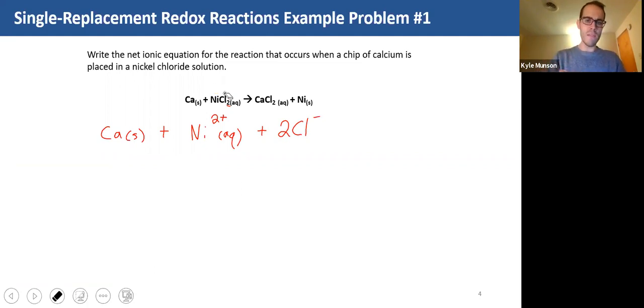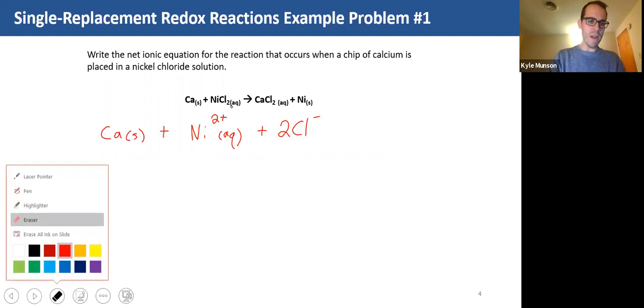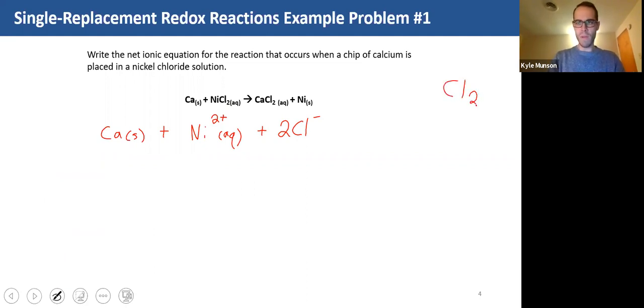I see a problem a lot where people will write this, and that is wrong. That is chlorine, the element. That's not a chloride ion. So when you see aqueous here, that's a clue that the things I'm breaking it up into should be ions. They shouldn't be diatomic elements or things like that. So you've got to look at your ion chart. This is a chloride ion, and I have 2 of them.